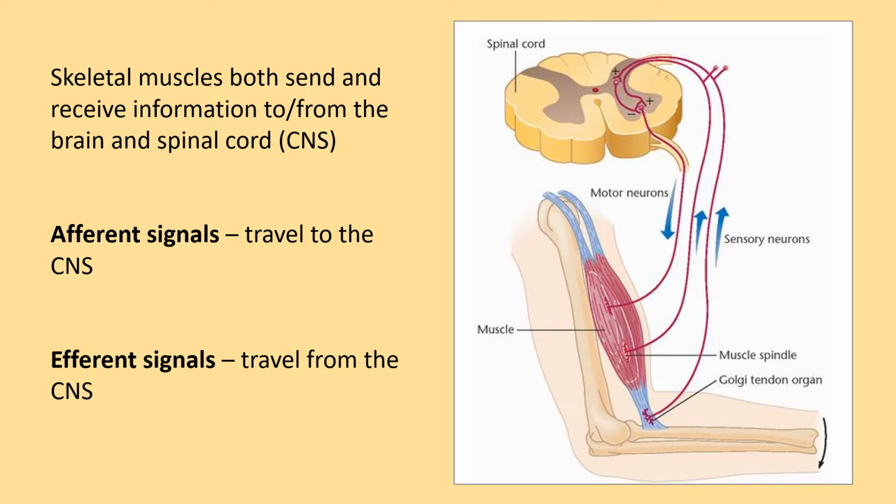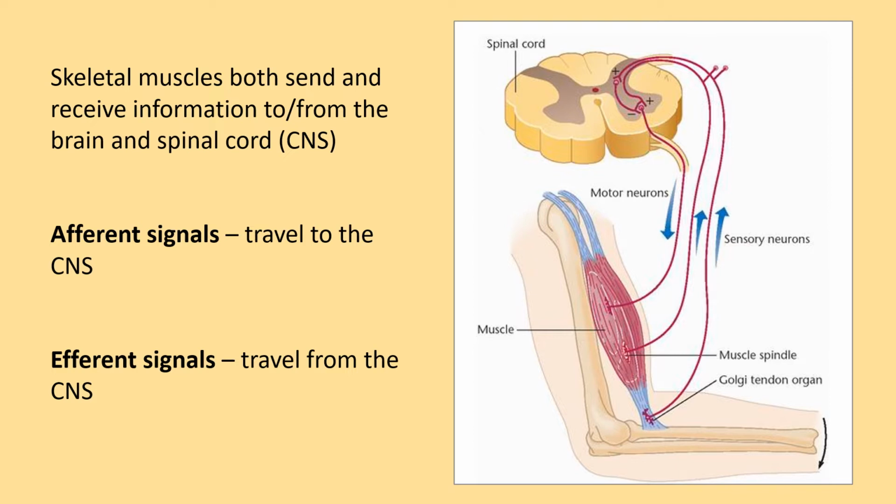So our muscles, these organs, communicate with our central nervous system. Your central nervous system consists of your brain and your spinal cord. And muscles both send information to the CNS and they receive information from the CNS. And this constant communication back and forth between your muscles and your central nervous system allows your body to move in a very coordinated, intentional fashion.